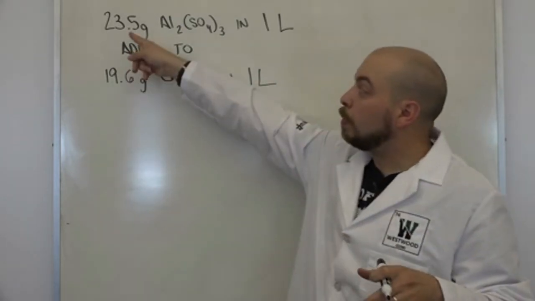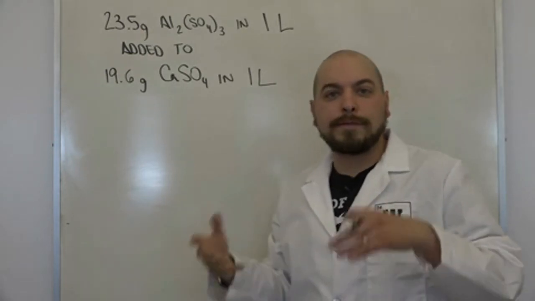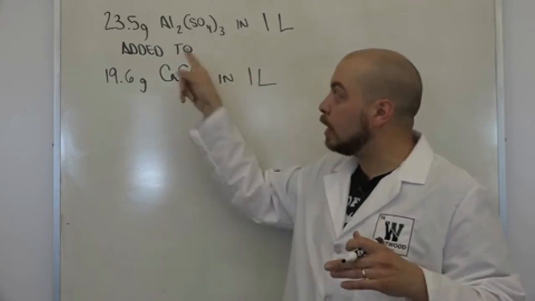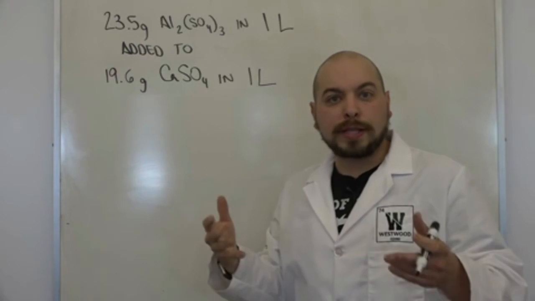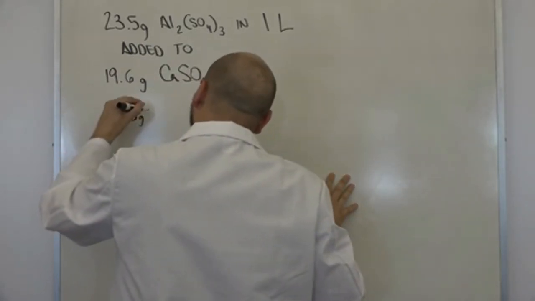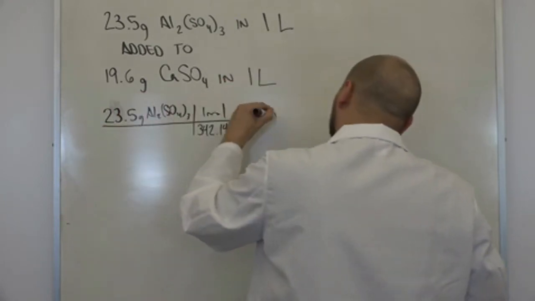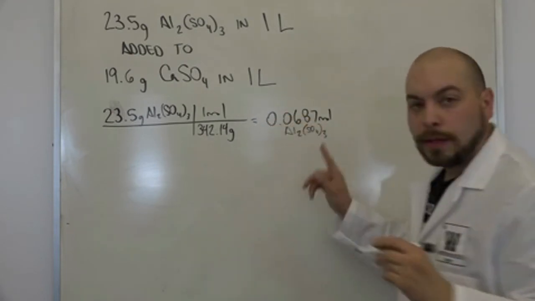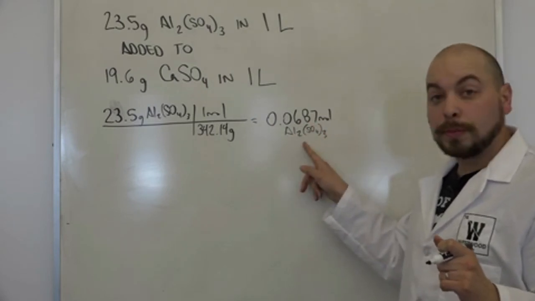We've got 23.5 grams of aluminum sulfate, so we're going to convert that into moles and then figure out the number of moles of each ion once we do that. So first, we're going to take that, divide it by the molar mass, 342.14, to find the number of moles. This means we have 0.0687 moles of aluminum sulfate.